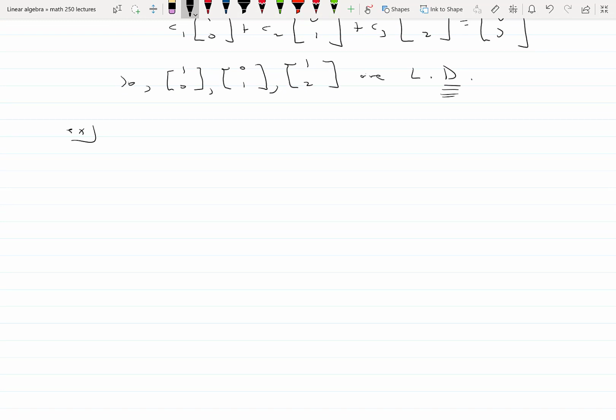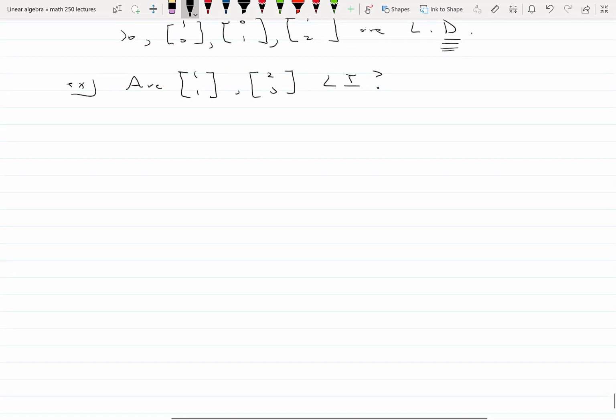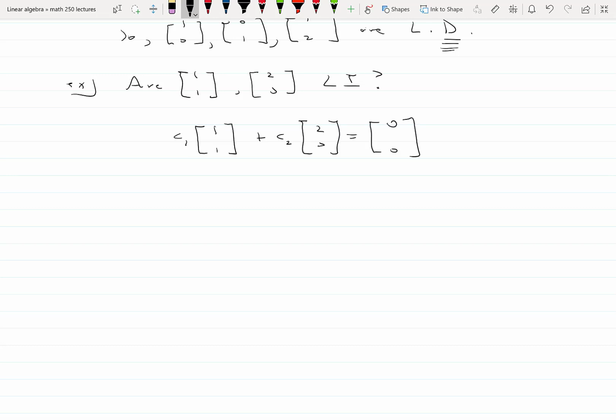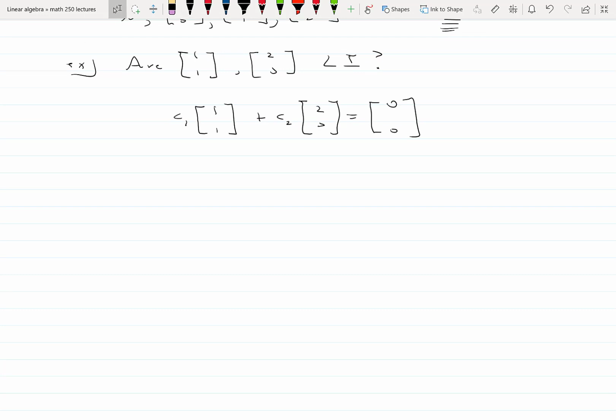So another question. Example. Are the vectors 1, 1 and 2, 0 linearly independent? I don't know. Well, I do, because I know the answer to the problem, but assuming, well, I don't know. Set the equation up. C1 times the first vector plus C2 times the second vector. Set it equal to the 0 vector in whatever vector space you're in. We're in R2. Let's see what happens.